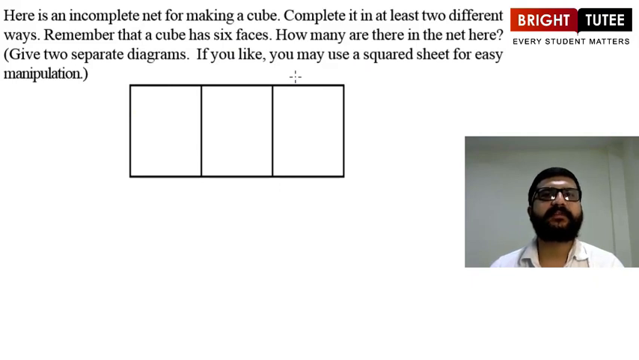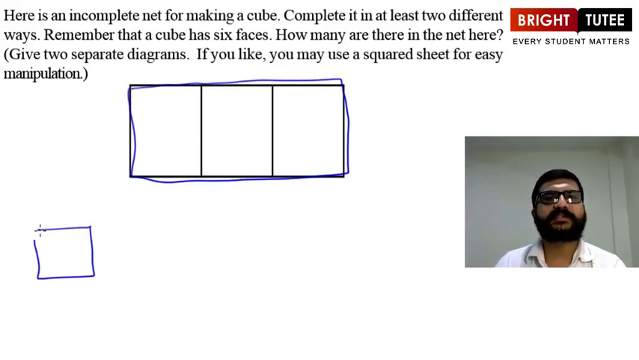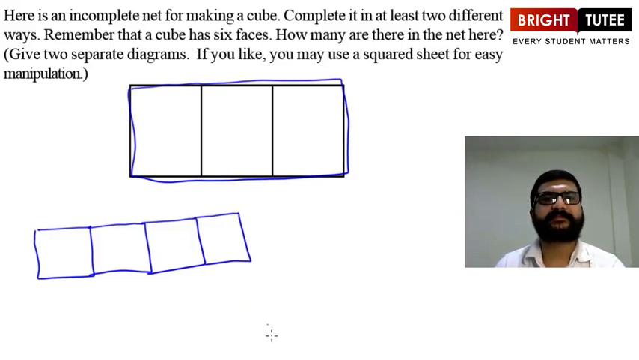So basically we have to give 2 diagrams, or 2 nets, by which we can form a cube, and we have to keep these 3 faces as well. So what we can do is draw 3 squares like this. And then we will draw one more square. So here these are the 4 faces of the cube.